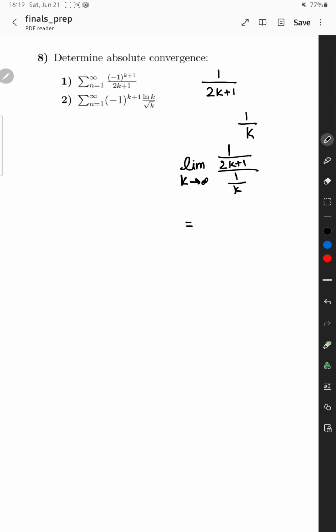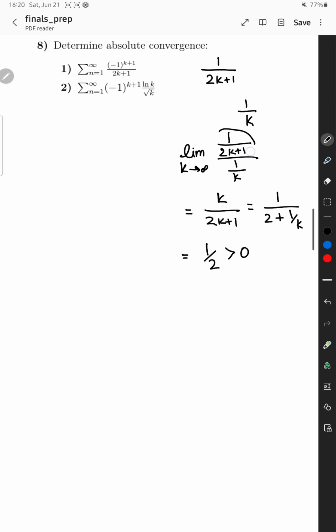So this ratio, which in this case would be k divided by 2k plus 1, can be written like this, and as k approaches infinity, this equals 1 by 2, which is again greater than 0. That means if this series diverges, then this series diverges as well, and vice versa. So therefore this series diverges.